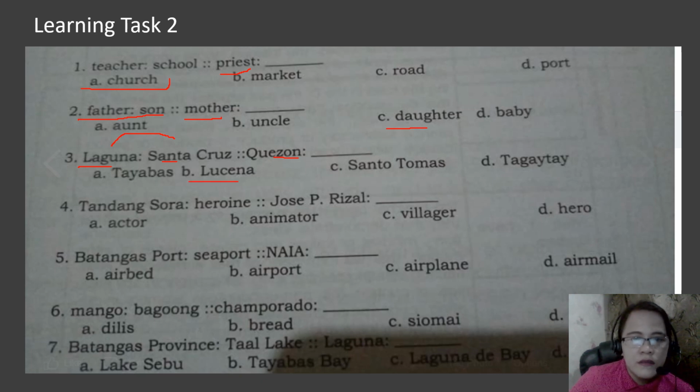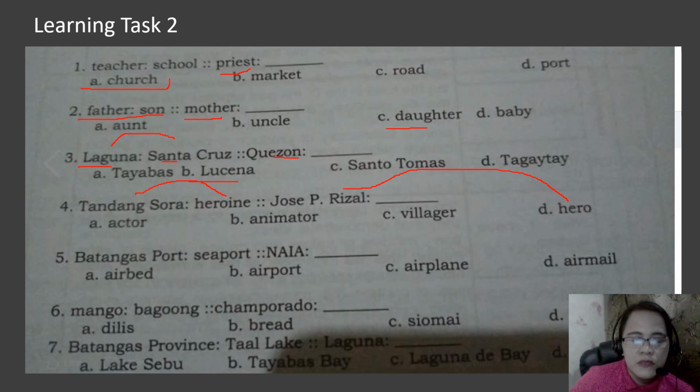Okay. Next, number 4. Tandang Sora is to heroine, as Jose P. Rizal is to, so si Tandang Sora, kung nag-aalok ng history, ay isang bayani, babaeng bayani. Si Dr. Jose Rizal ay isang lalaking bayani. Kaya tama kung ang sagot nyo ay hero.